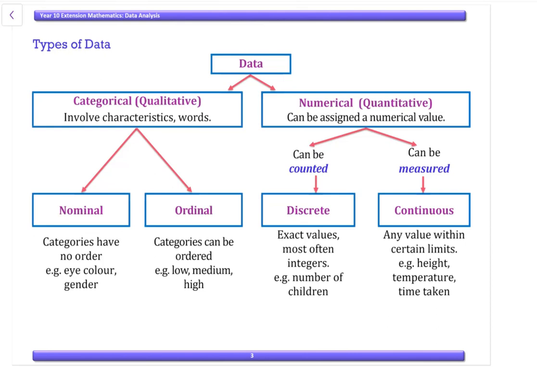When we look at numerical or quantitative data, it can be split into two types, and the key point is, can it be measured or can it be counted? If it can be counted, then it's going to be discrete. So we've got exact values, most often integers, example, number of children in a family. In contrast to that, can it be measured? If it can, then it's going to be continuous data. So any value within certain limits, example, height, temperature, time taken. So the thing to think about here is you can have decimal answers. So it's continuous data. Everything in between is a possibility.